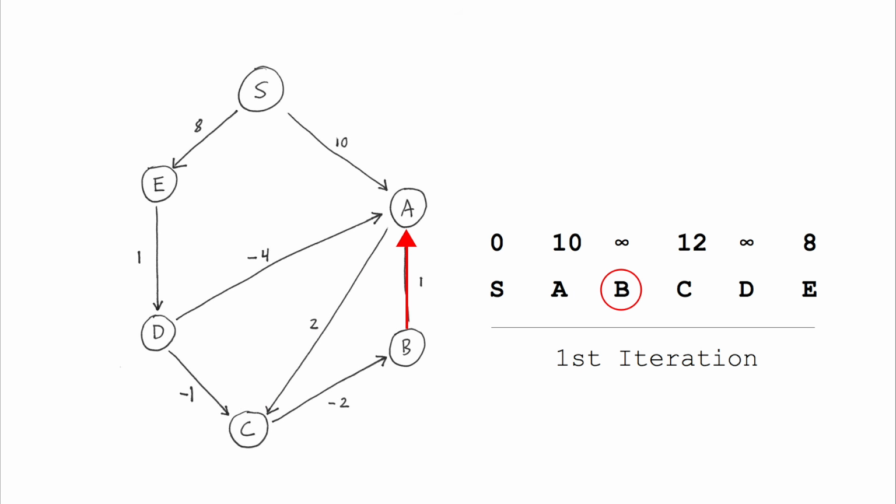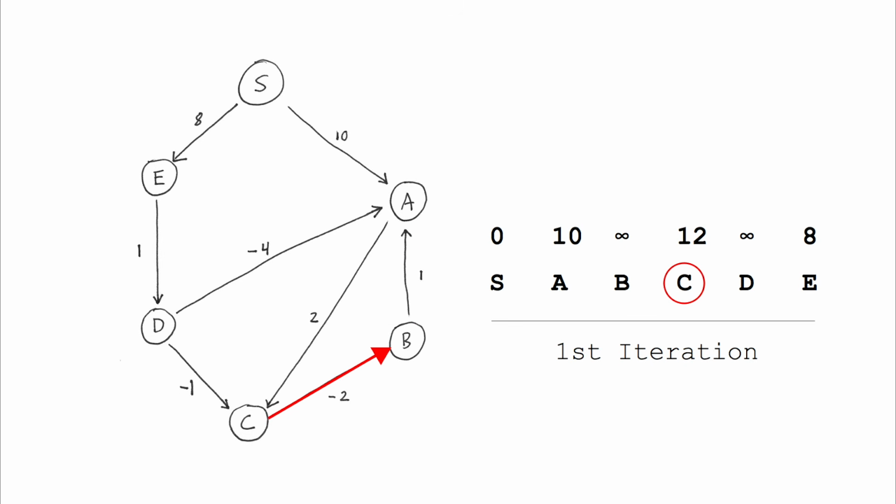Getting to B, we notice we don't even know how to reach it yet, so we can skip this node. Moving on to C, we know that we can get to C with the cost of 12. Examining its outgoing edges, we see an edge to B with the cost of negative 2. We update the table.